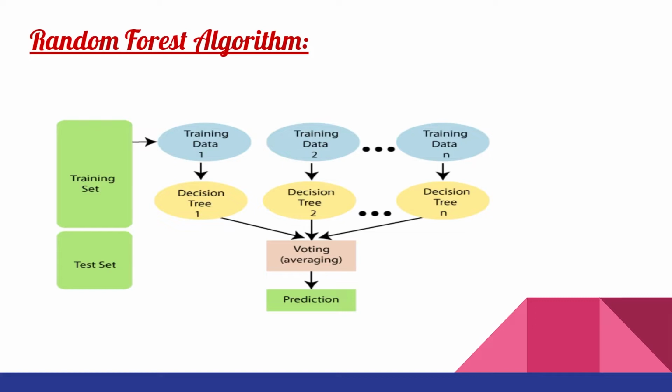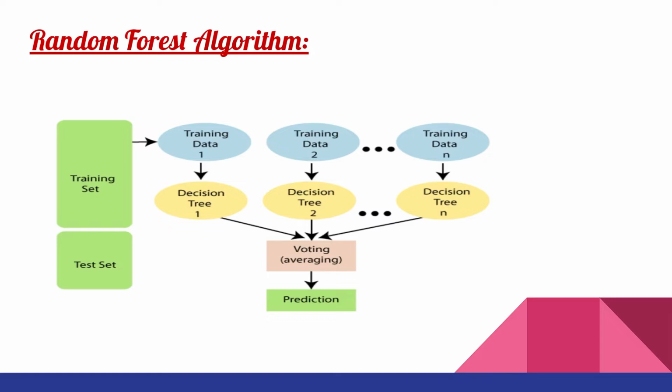It is based on the concept of ensemble learning. Ensemble learning is the process of combining multiple classifiers to solve a complex problem and to improve the performance of the model. As the name suggests, random forest is a classifier that contains a number of decision trees. Here you can see decision tree 1, decision tree 2, and we can have any number of decision trees as per our required model. It takes a number of decision trees on various subsets of the given dataset and takes the average to improve the predictive accuracy of the dataset.